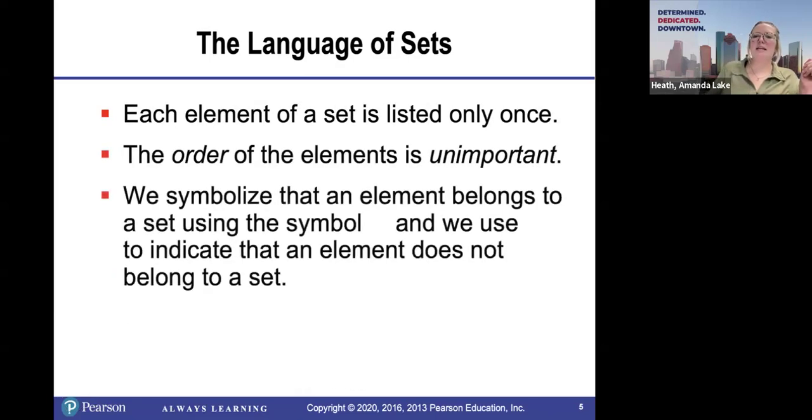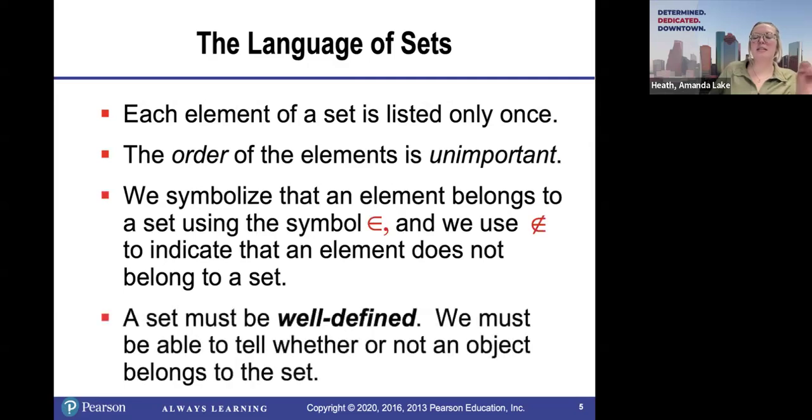We symbolize that an element belongs to a set using this symbol. It looks kind of like a squishy, soft E. And we use that same symbol with a slash through it to indicate that an element does not belong to a set. And then sets must be well defined, meaning that we have to be able to tell whether or not an object belongs to a set.